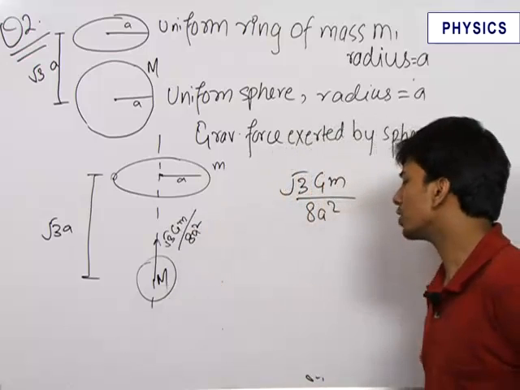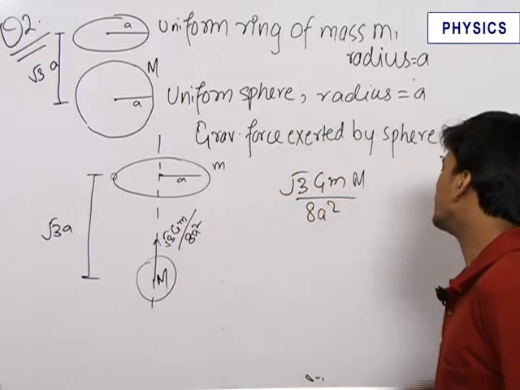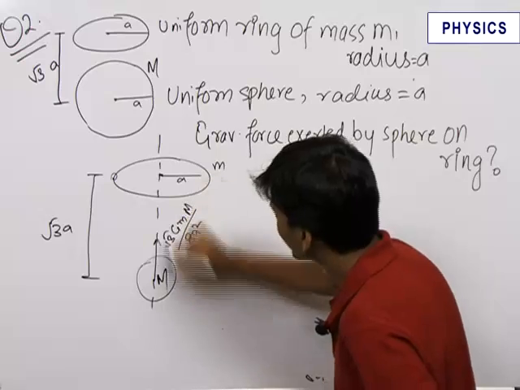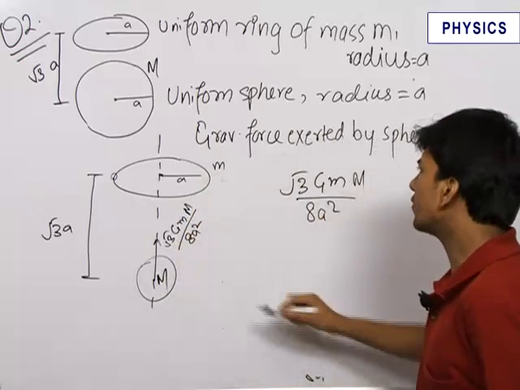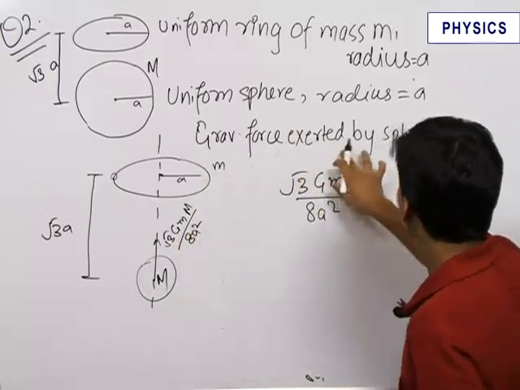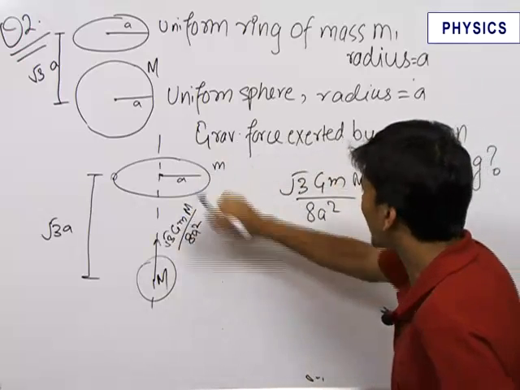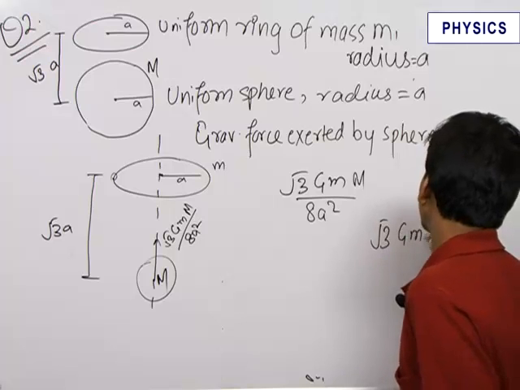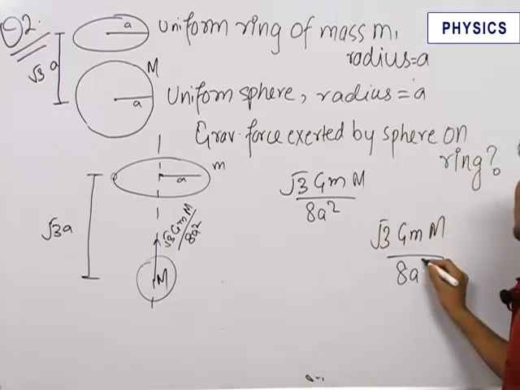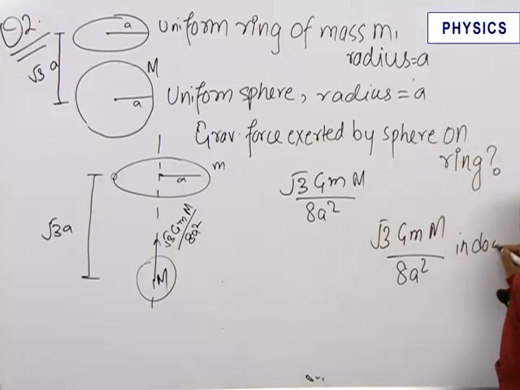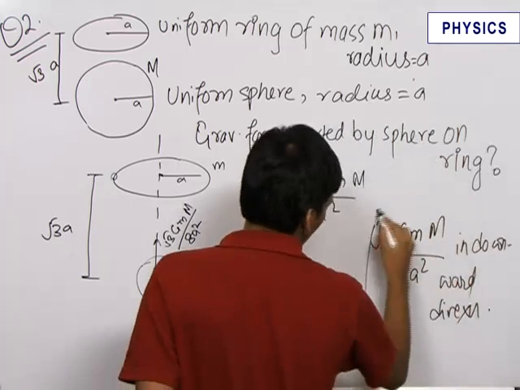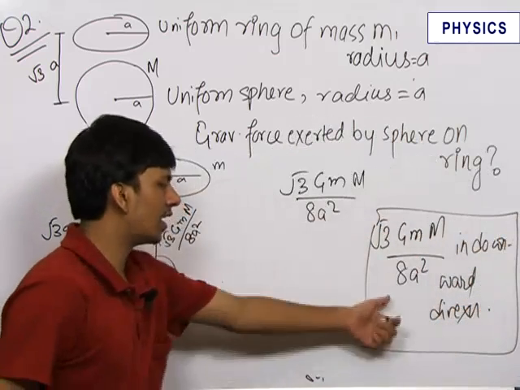So for finding the force on this mass m, we simply multiply this field by the mass m to get the resultant force acting on the particle by the ring in this direction. So the gravitational force acting on the ring by the sphere is the same in magnitude but opposite in direction, in downward direction. This is our final answer.